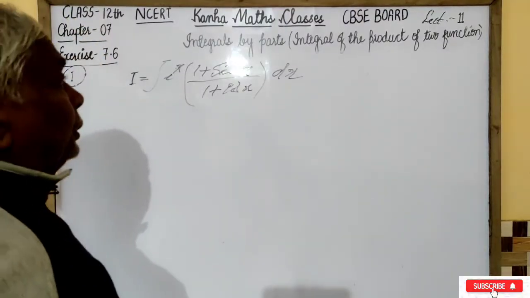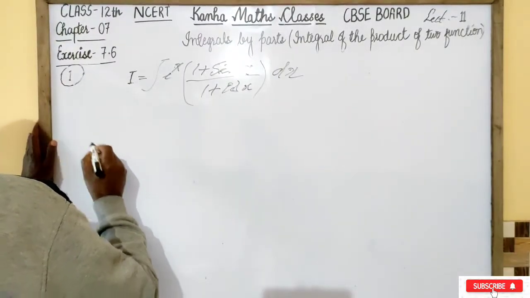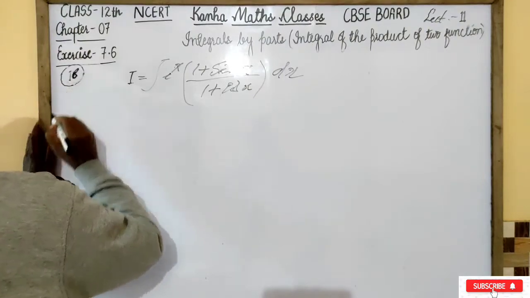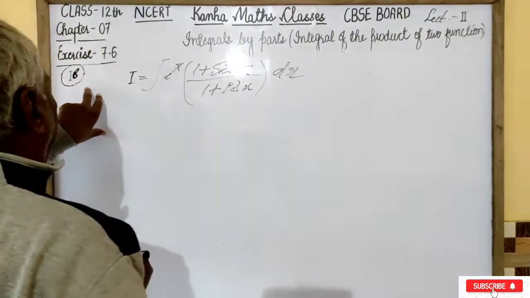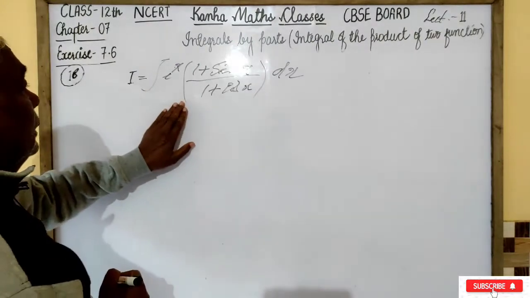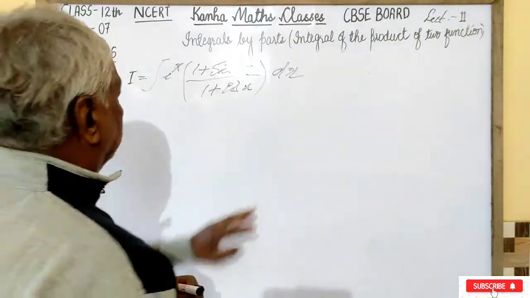In the continuation of previous question number 17, we will try to find out the integral of question number 18 under the same exercise. I is equal to integral e^x within the bracket (1 plus sin x) upon (1 plus cos x) dx.